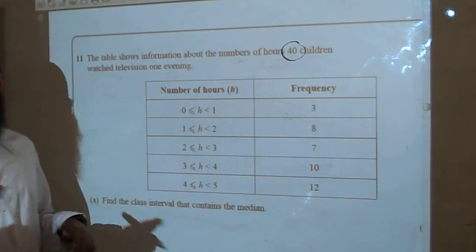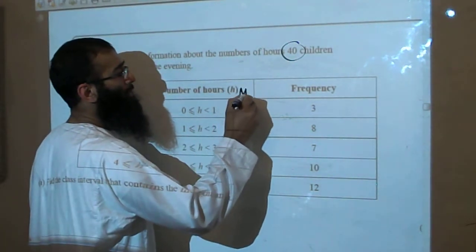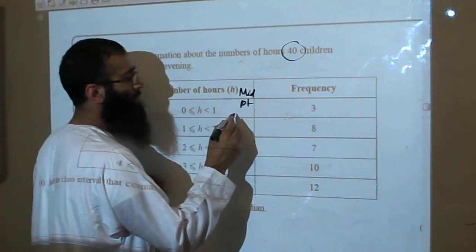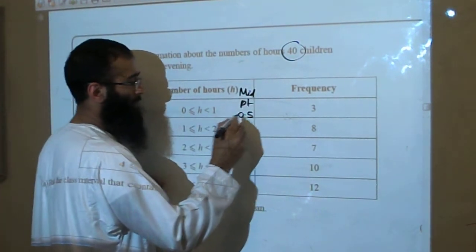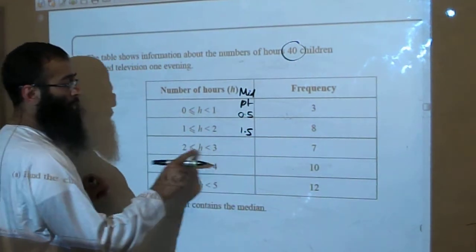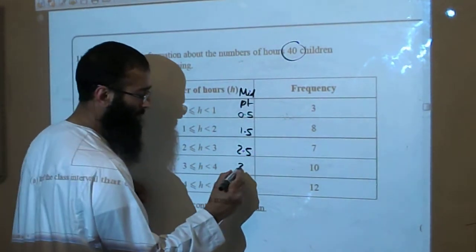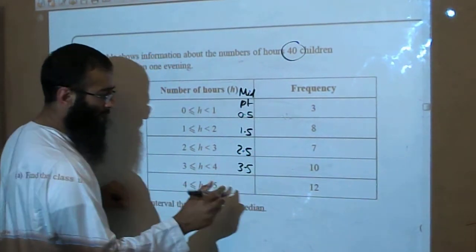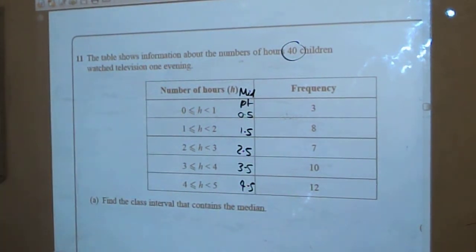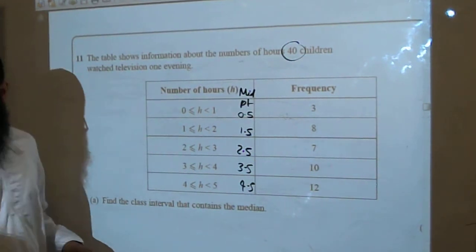Right. We're going to work out the mean one. Don't we do that thing in the middle, sir? So we're going to work out the midpoints. The midpoint of 0 and 1 is? Between 1 and 2 is? Between 2 and 3 is? Between 3 and 4 is? 4 and 5 is? Right. Now, what do we do now?